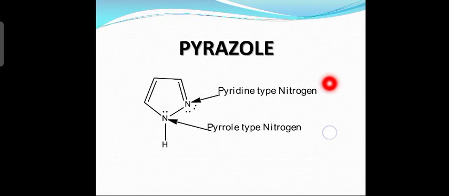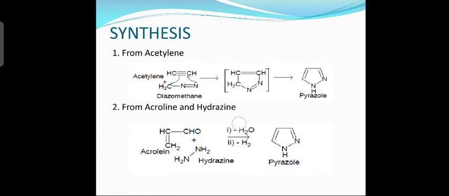What is the IUPAC name of pyrazole? 1,2-diazole. So this nitrogen is pyrrole type nitrogen, whereas this nitrogen is pyridine type nitrogen. So it has got 2 types of nitrogens, pyridine type nitrogen and pyrrole type nitrogen. Now synthesis. How is it synthesized from acetylene?